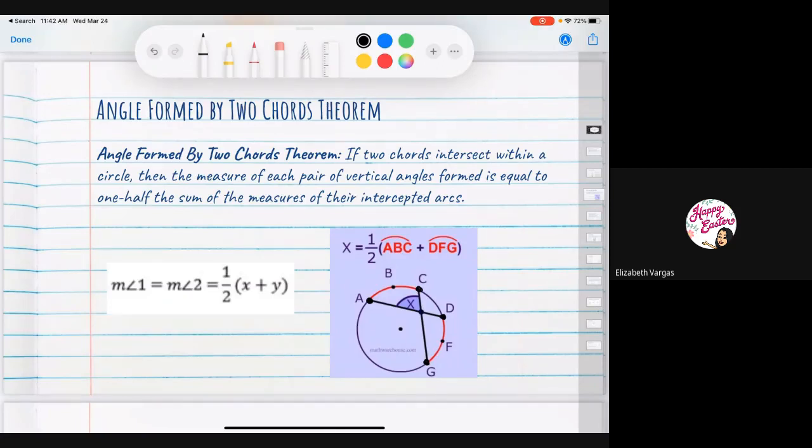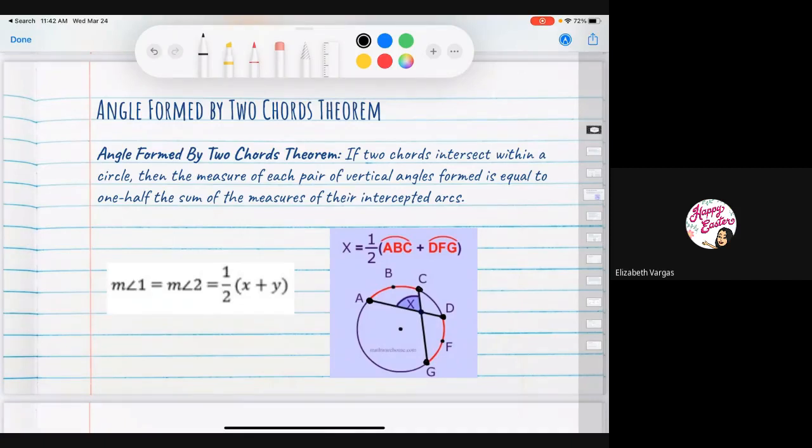It says if two chords intersect within a circle, so on the inside of the circle like we see here, then the measure of each pair of vertical angles formed is equal to 1/2 the sum of the measure of their intercepted arcs.